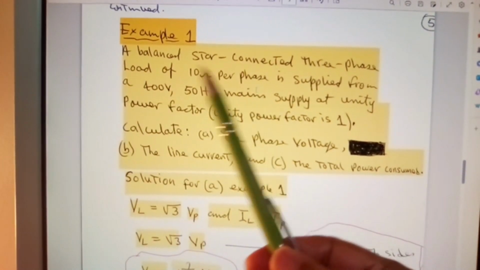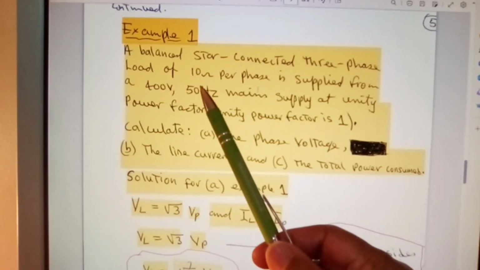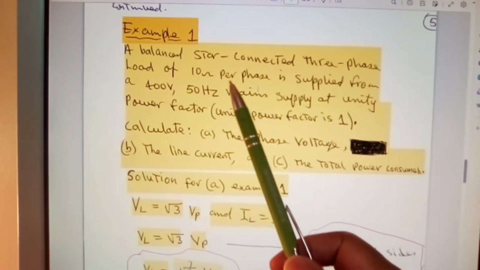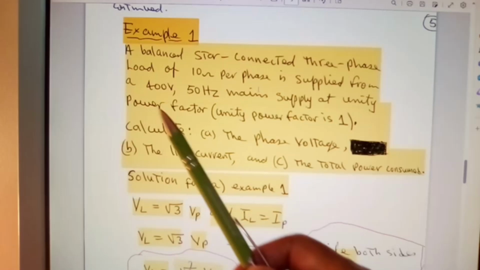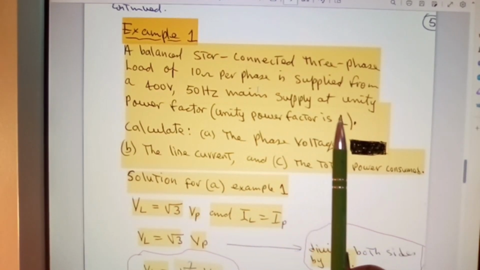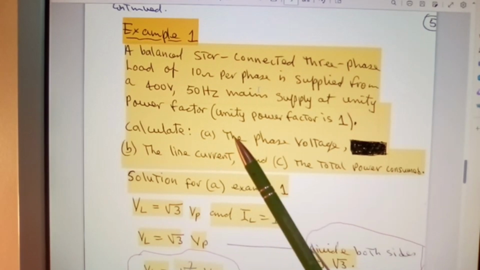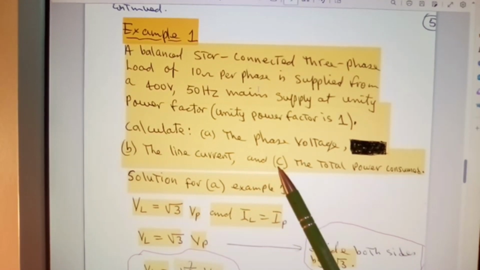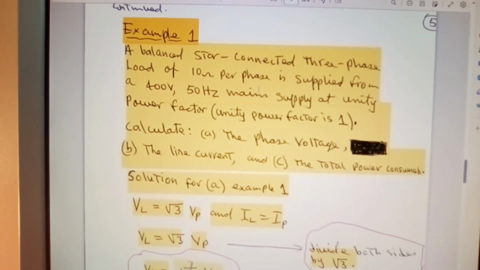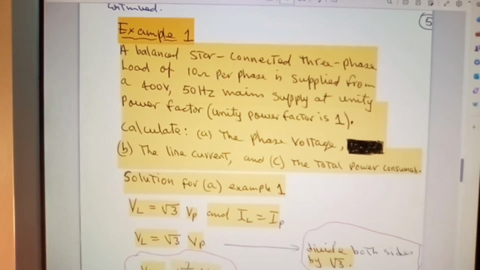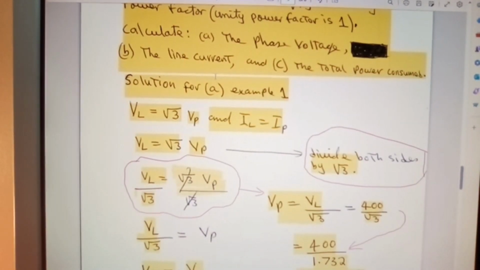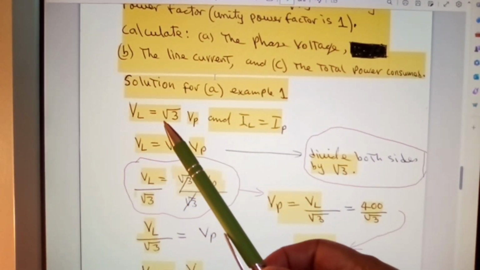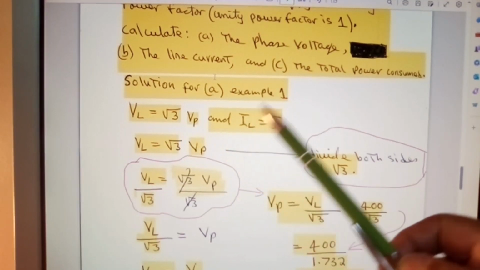A balanced star connected three-phase load of 10 ohms per phase is supplied from a 400 volt 50 Hz main supply at unity power factor. Unity power factor is 1. Calculate A, the phase voltage, B, the line current, and C, the total power consumed. Now let's look at the solution for A. Example 1: VL equals square root of 3 VP and IL equals IP.